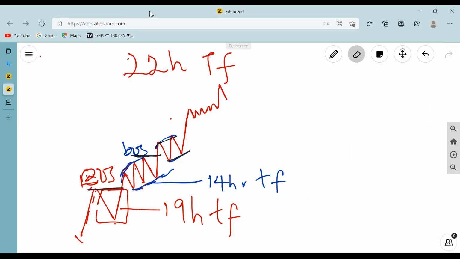All right. So now this next range structure, the 14-hour structure, has broken to the upside. That is a continuation break of structure.